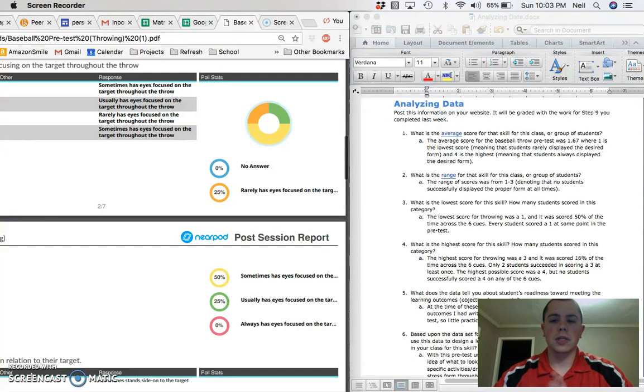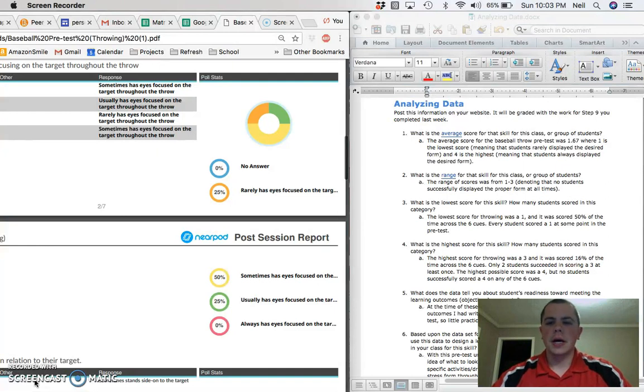The range for this skill was from 1 to 3, so no students actually scored the highest possible, which would have been a 4. The lowest score for this skill was a 1. The majority of the students scored the 1. It was scored about 50% of the time, and each student scored it at least once, most of them multiple times.